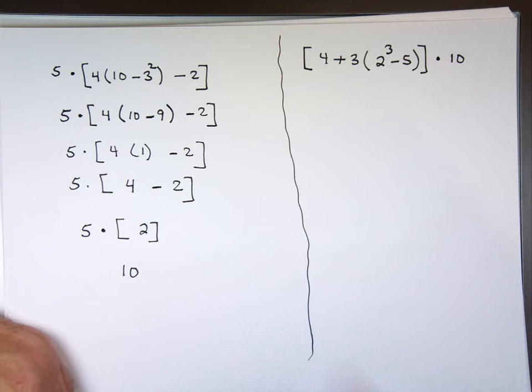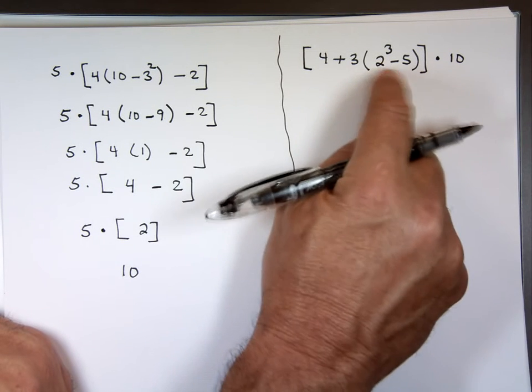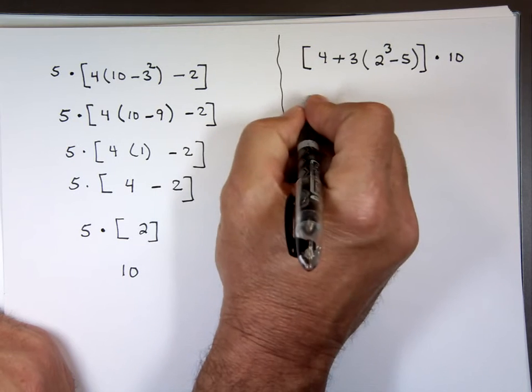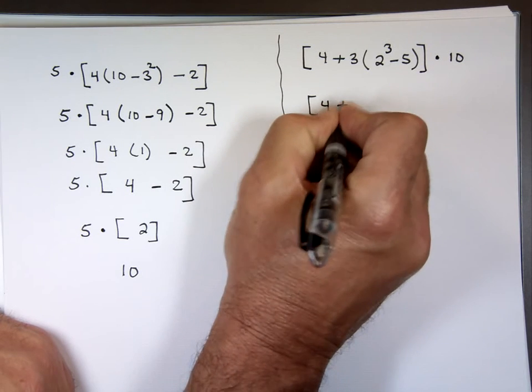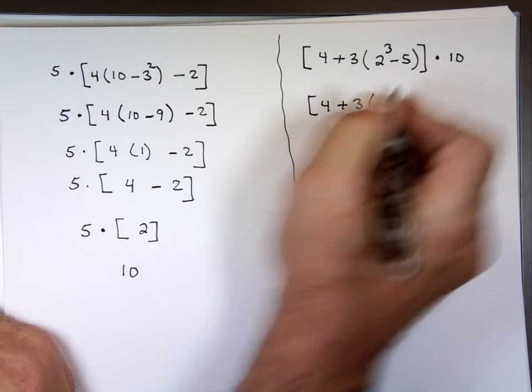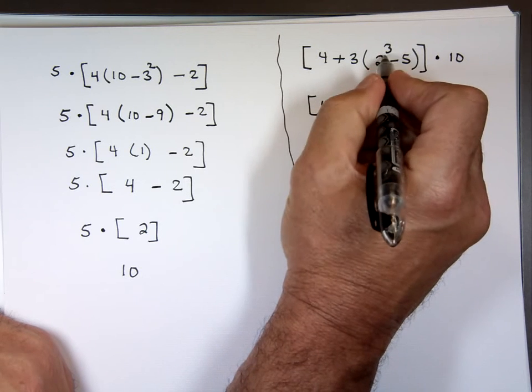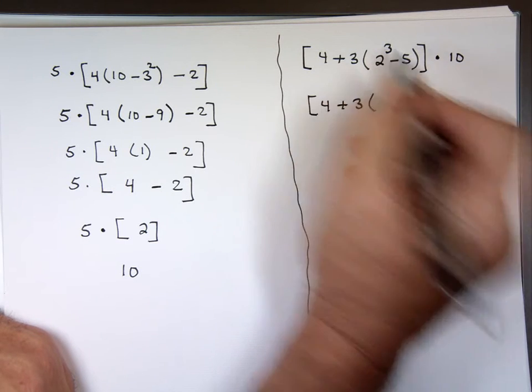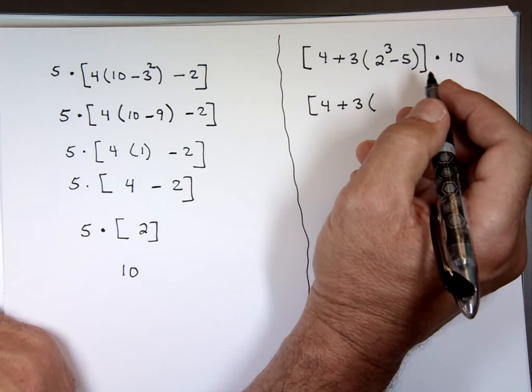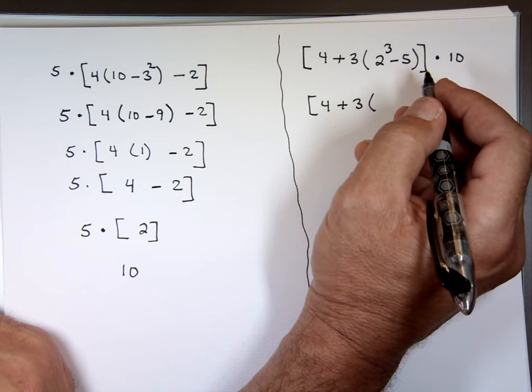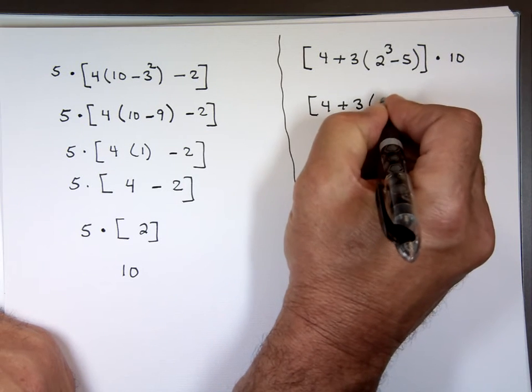Again, work from the inside out. I gotta deal with this one. So square bracket, 4 plus 3. Inside the parentheses, I gotta do the exponents before the subtraction. What is 2 cubed? It's not 6, is it? 8. 2 times 2 times 2.